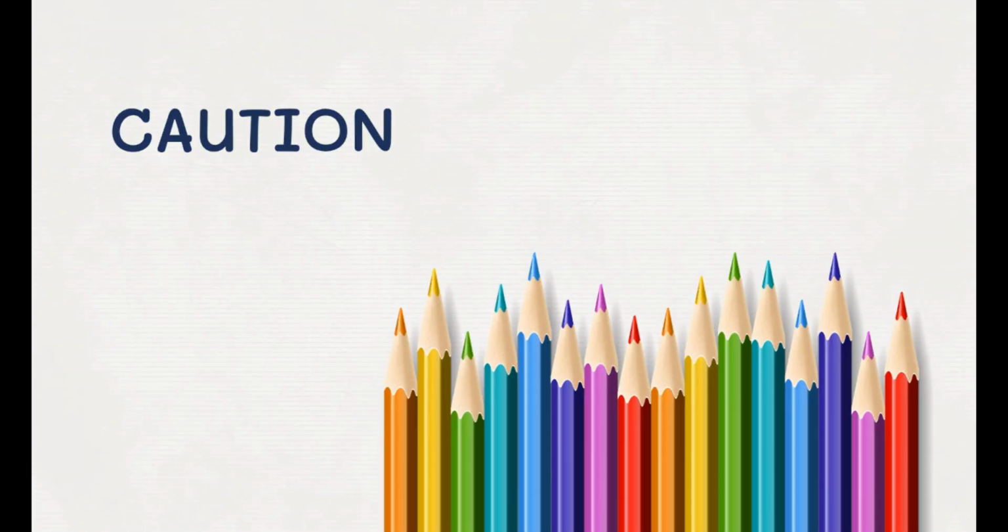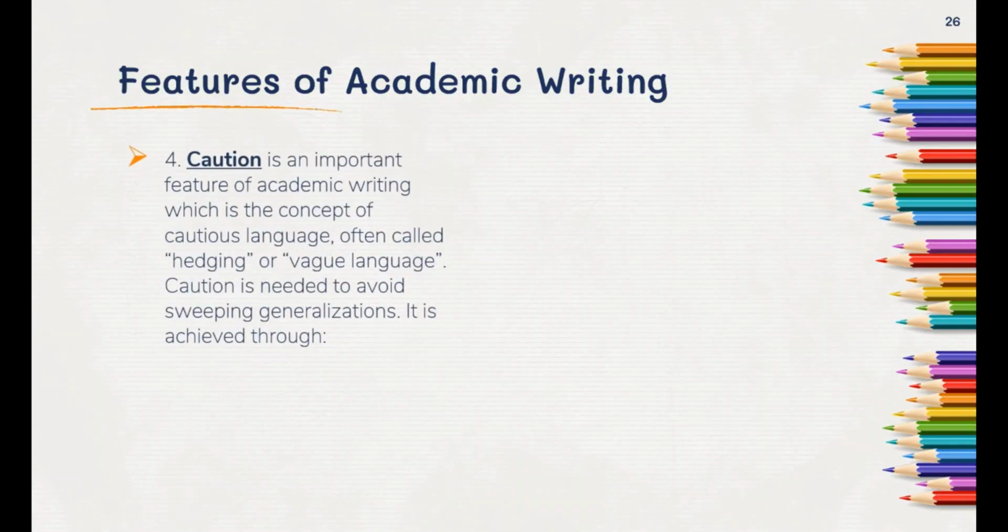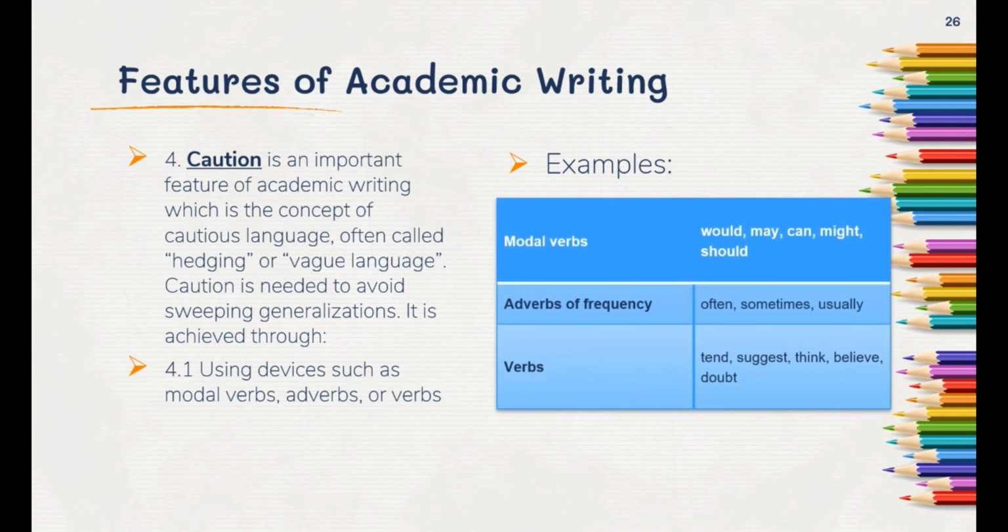Caution is an important feature of academic writing, which is the concept of cautious language, often called hedging or vague language. Caution is needed to avoid sweeping generalizations. It is achieved through using devices such as modal verbs, adverbs, or verbs. Example: in your writing, use modal verbs like would, may, can, might, or should. Or adverbs of frequency like often, sometimes, usually. And verbs like tend, suggest, think, believe, or doubt.